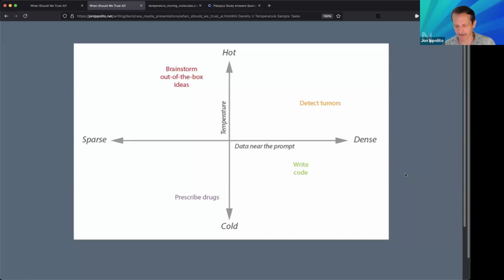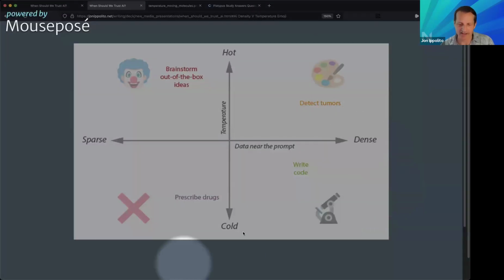So if I was going to characterize these with emoji, this is what I would say. If you've got dense data and you have a cold temperature, meaning it's going to give you only the most probable response, that's the best kind of precision. That's when you're looking for a precise answer that's probably correct. That's what I would go for. If you're looking for something more creative, like, hey, I'm just brainstorming and trying to find things, especially when you've got a lot of options, then a lot of data, then I would say that's a good use where you have hot, dense systems.